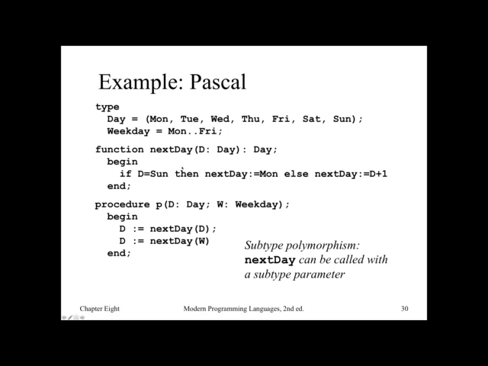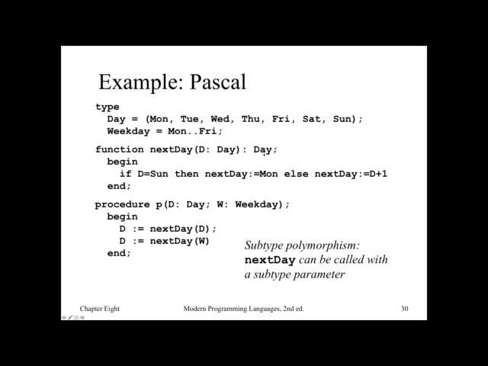Okay, so I've got this function called next day, and I take a day, right? I take a variable that I'm calling D. Again, its syntax is backwards in Pascal compared to C. I have this variable I call D. He's of type day. Day is one of those big guys.